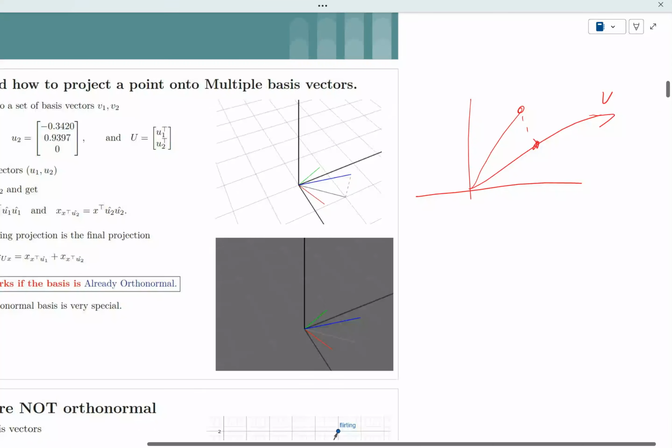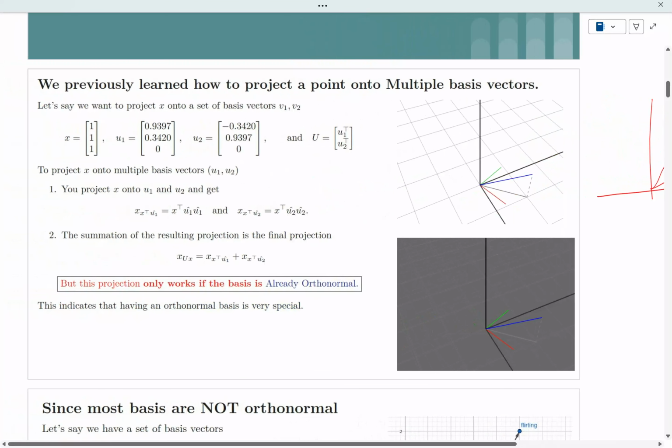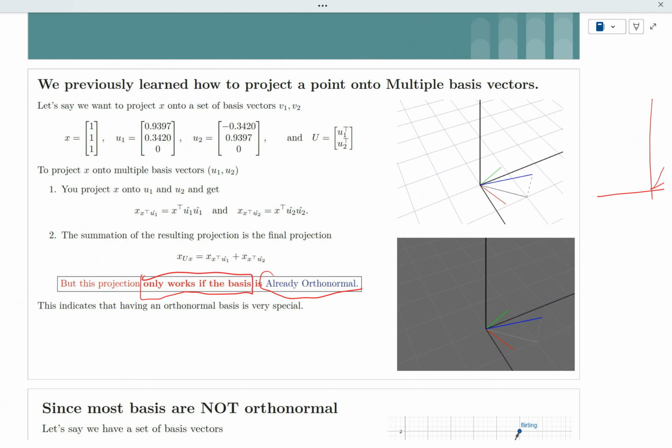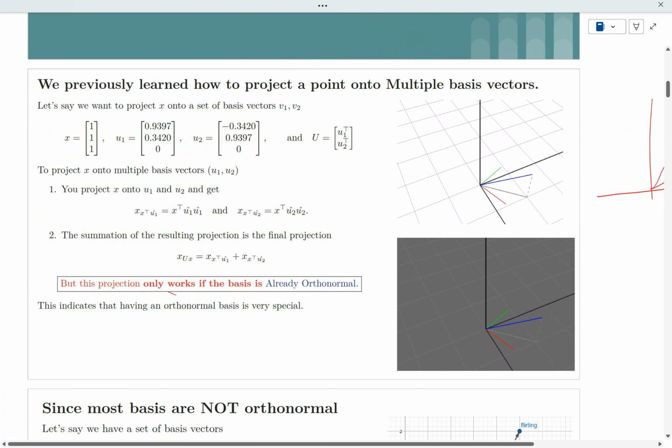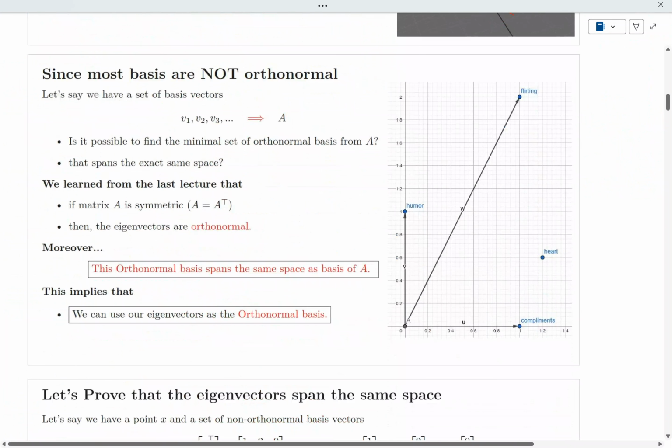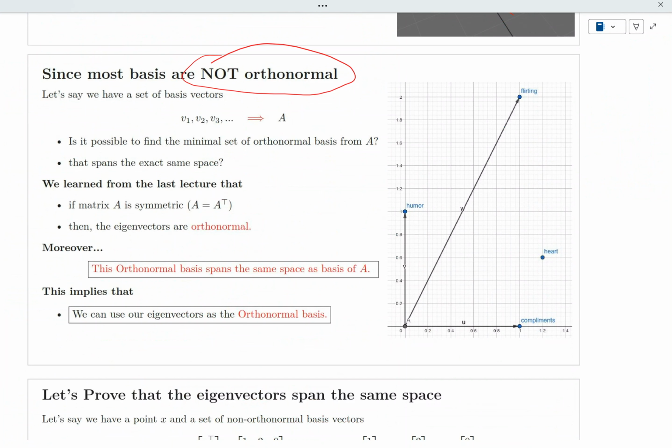Now, the key that you need to remember is that this type of projection only works if the basis is already orthonormal. You can't really do it otherwise. If they're not orthonormal, forget about it. So this indicates to us that finding the orthonormal basis is very, very special, right? But most bases, you can imagine, are not nicely orthonormal. Most bases are not orthonormal.